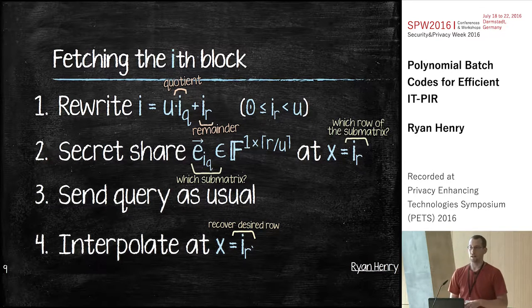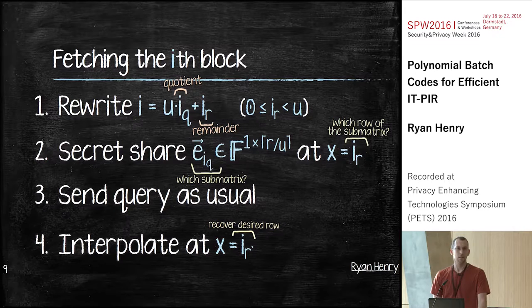And so now we need to figure out how do you actually get something out of this bizarrely encoded PIR database. It turns out this is pretty simple. We're going to take the index of the record we're after, and figure out from that which polynomial contains the record that we're looking for, and at what value we need to evaluate that polynomial to make the record we're looking for pop out. And this is very simple. You take I and divide it by U, and you get your quotient and remainder.